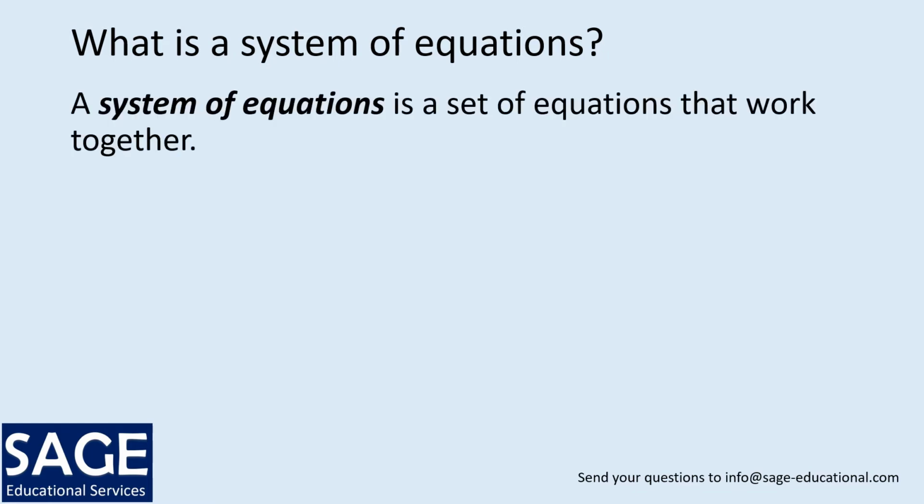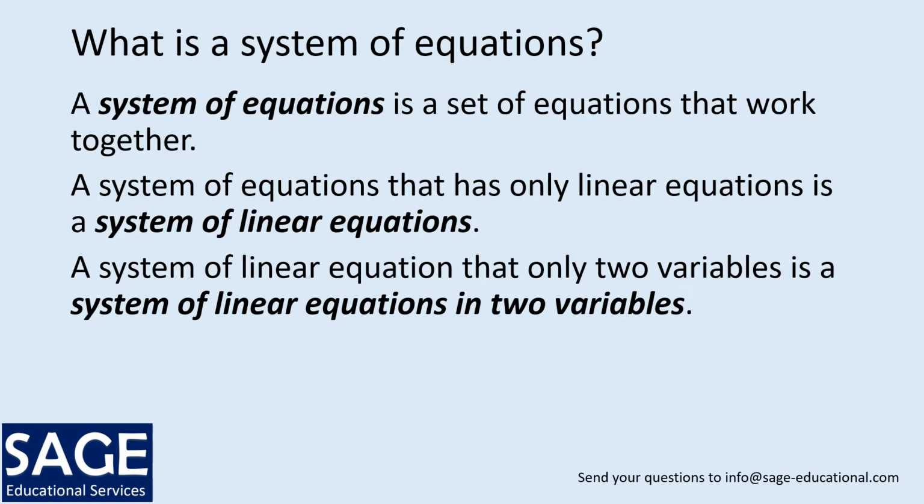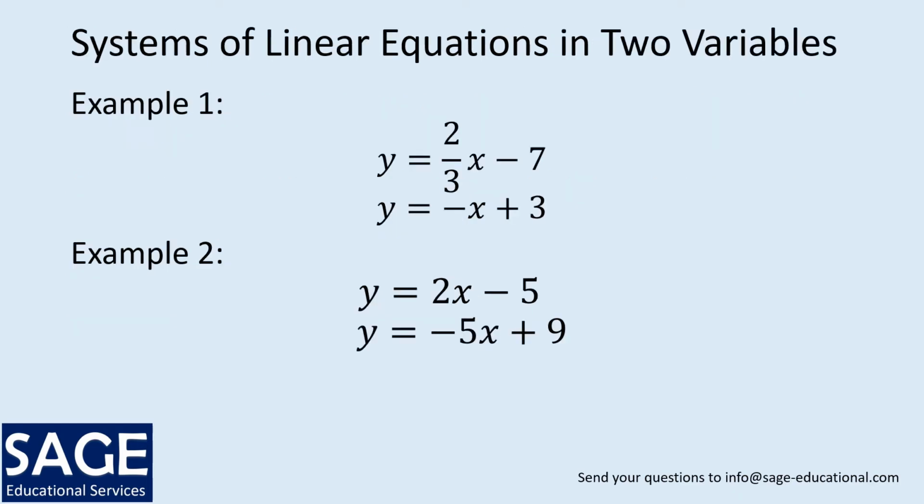A system of equations is a set of equations that work together. And if you have linear equations only in your system, then it's a system of linear equations. And if the two linear equations have only two variables, then it's a system of linear equations in two variables. So the type of questions that we will be looking at in this video are a system of linear equations in two variables. Here's an example of what a system of linear equations in two variables looks like.